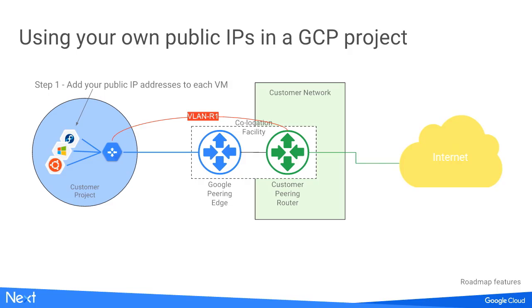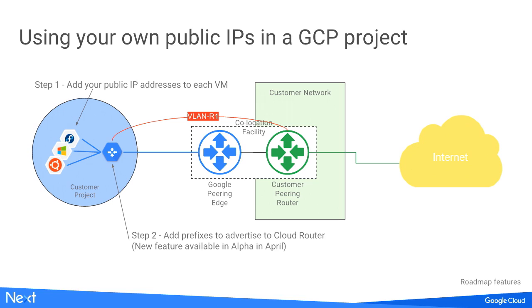A number of customers have come to us and said, this private address space is really good, but what I really want to do is I have some public address space and I would like to back up that public address space with infrastructure in the cloud. And there's a way to do that in GCP. The first thing you'd do is at the VM level, you'd attach an IP address to each one of those VMs. So you're taking that public IP address and attaching it at the operating system level of the VM.